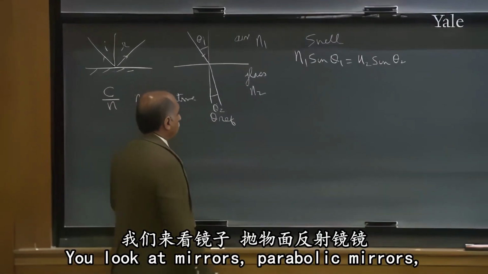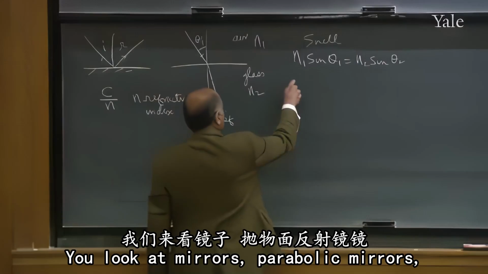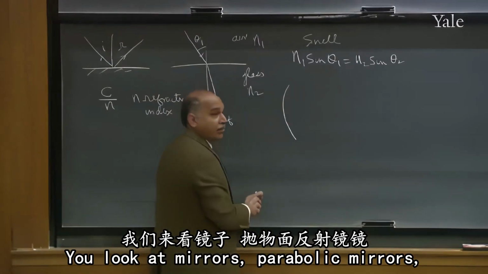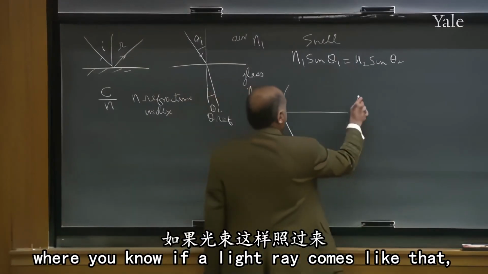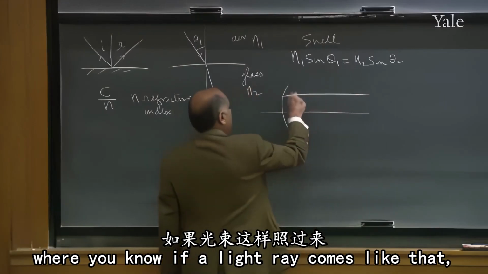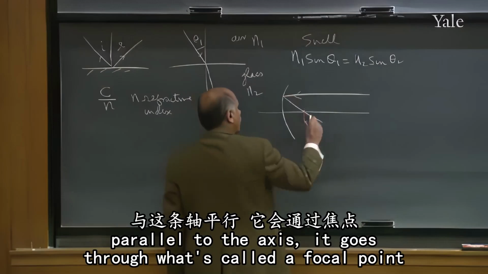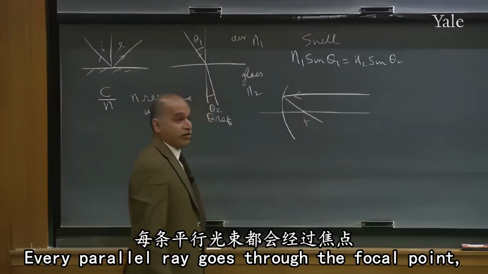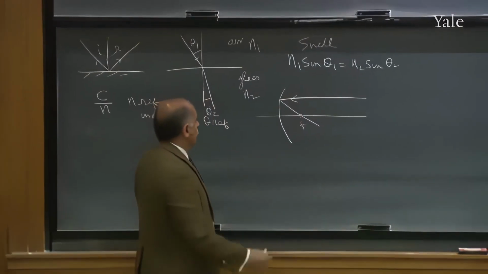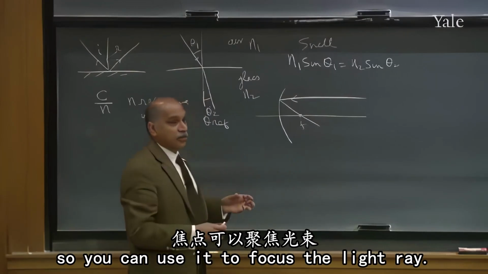You look at mirrors, parabolic mirrors, where if a light ray comes parallel to the axis, it goes through what's called the focal point. Every parallel ray goes through the focal point, so you can use it to focus the light ray.